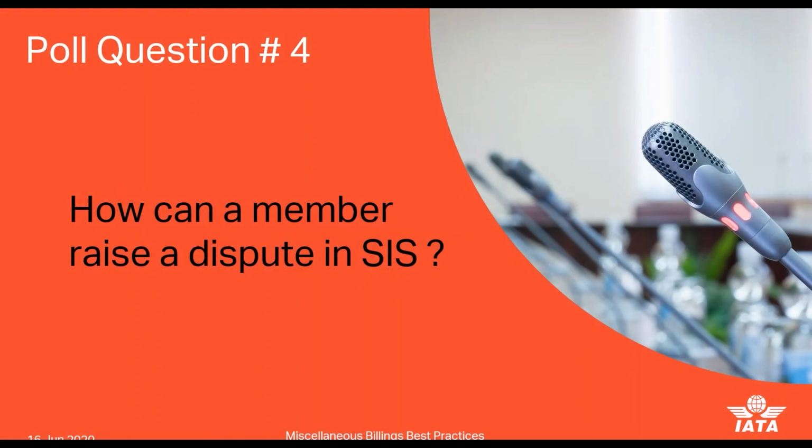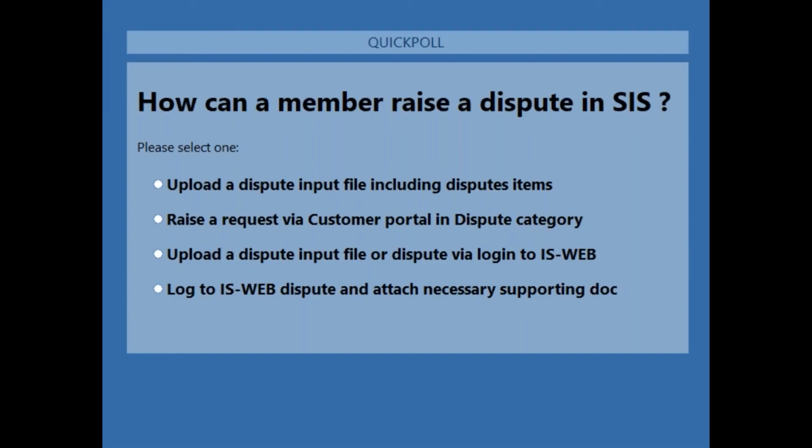Okay, we have the poll question now. So now the question is, how can a member raise a dispute in SIS? There are 4 options. Upload a dispute input file including dispute items. Raise a request via customer portal in the disputes category. Upload a dispute input file or dispute via login to ISWeb. Dispute an invoice via login to ISWeb and attach the necessary supporting document.